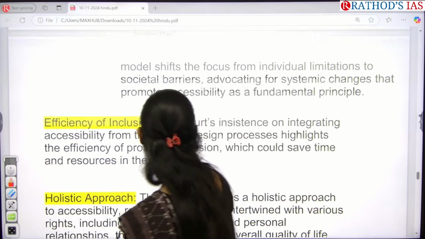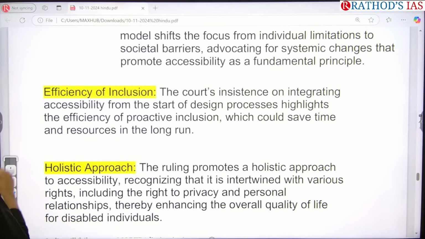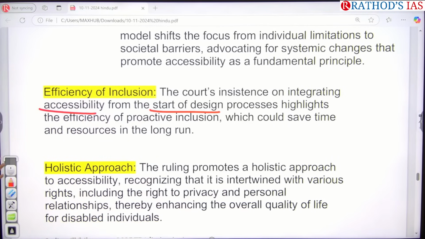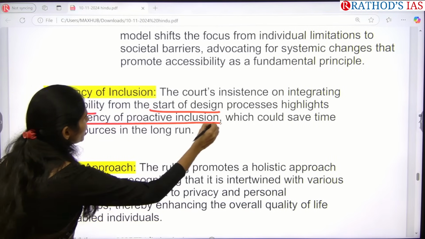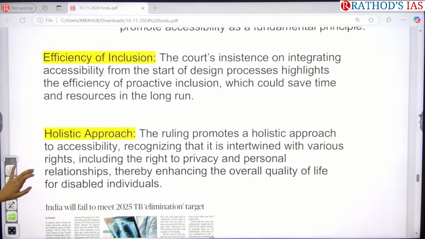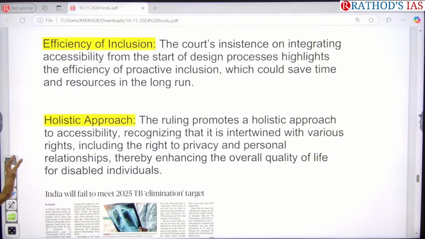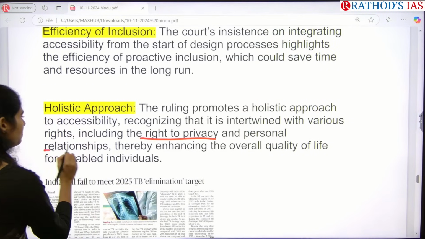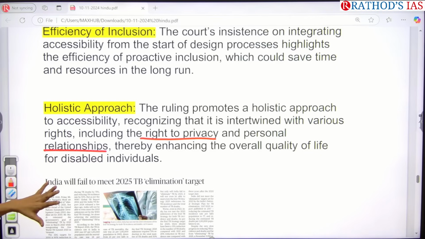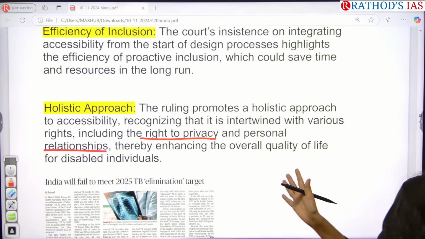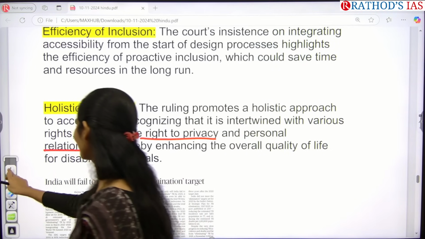And next one here is, whenever we focus on increasing accessibility, we will start a design process so that we can focus on increasing inclusion of these people. And next, we need a holistic approach towards increasing accessibility so that we can increase even the right to privacy and personal relationships. Obviously, we can improve the overall quality of life of these people as well. Okay, clear? So these are the points you have to focus on for disabled people. Okay, see this article, very interesting.